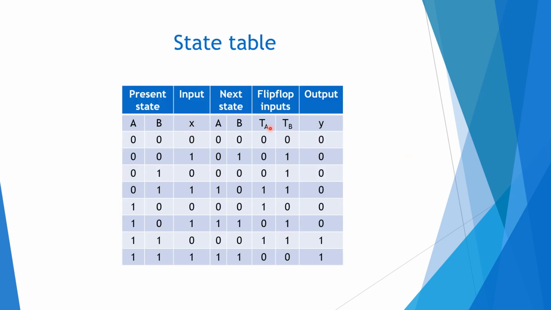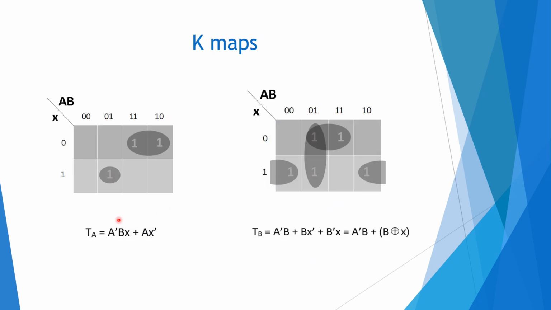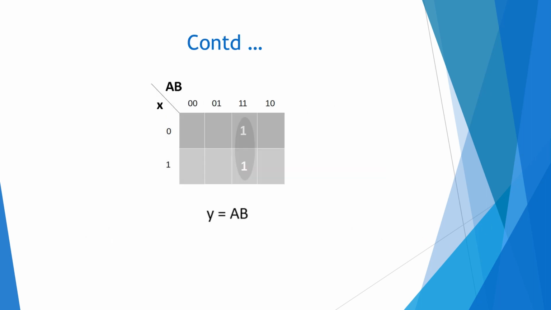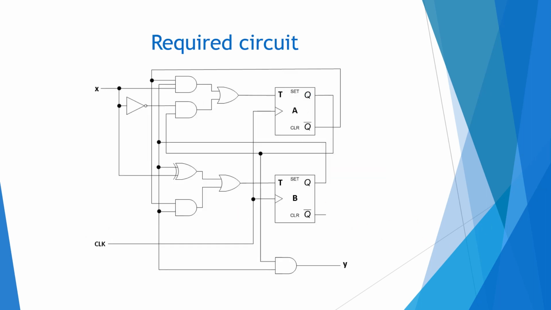So this is the state table. Next, the equation for the T input, for the A flip-flop and for the B flip-flop. Here we have A bar B plus B X bar plus B A bar X. We combined this and used B XOR X, so it is A bar B plus B XOR X. This is the output equation that doesn't change. So this is the required circuit.